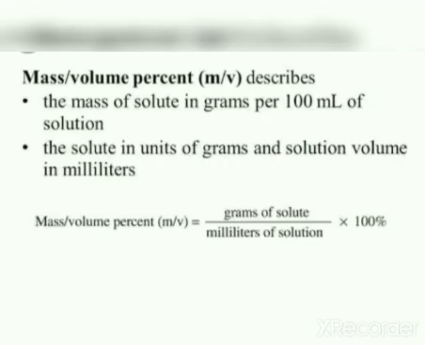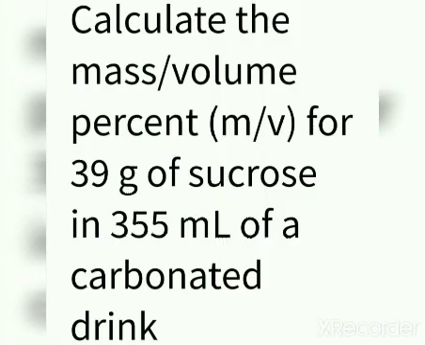Another method to express the concentration of a solution is mass by volume percent. It describes the mass of the solute in grams per 100 ml of the solution. The mass of the solute is expressed in grams and the volume of the solution is expressed in milliliters. So mass by volume percent is equal to mass of the solute in grams divided by volume of the solution in milliliters into 100.